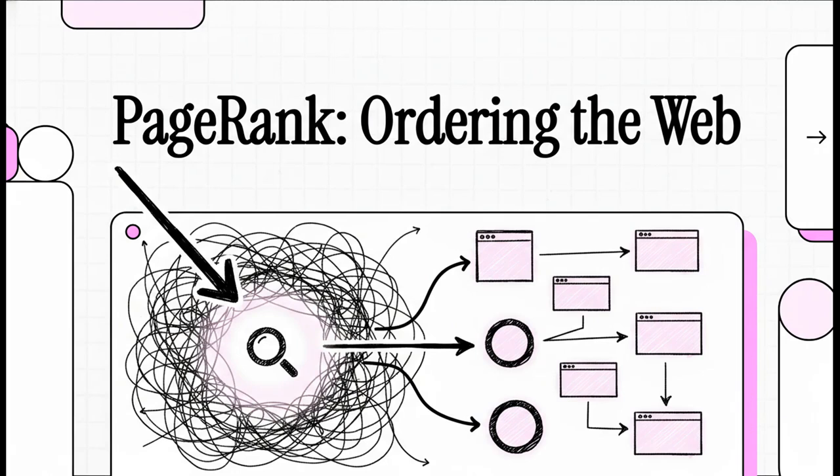Okay, think about it. There are literally billions of pages on the internet. So how in the world does a search engine decide which ones are actually important? It really does feel like magic, but it's not. It's a beautiful, elegant algorithm that brought order to the absolute chaos of the early web. And today, we're going to pull back the curtain and see exactly how it works.